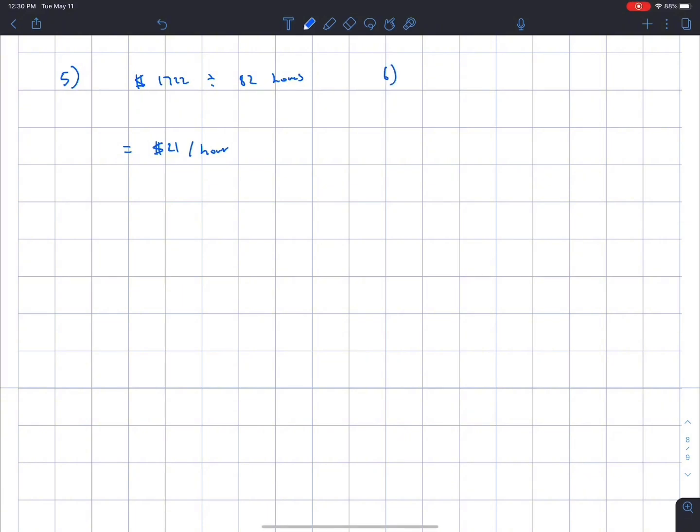Question 6. 12 theater tickets cost $180. What would be the cost of 7 of the same theater tickets? So we can first determine the unit price. The unit price is $180 divided by 12 tickets. So 180 divided by 12 is 15. So we have $15 per ticket.